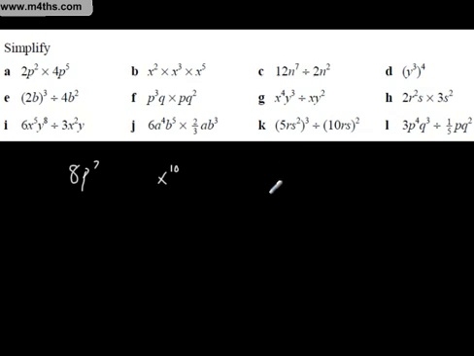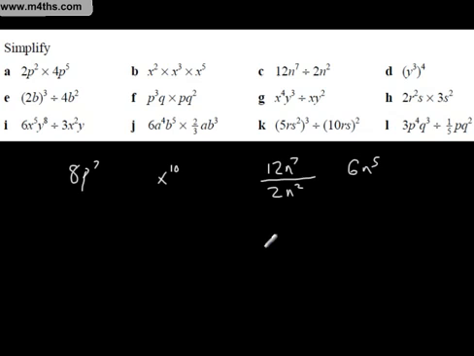Now this one, there are a couple of different ways of looking at it. We've got 12n to the 7th over 2n squared, and I like to do it like this. You know that 12 and the 2 will cancel to give us 6 in the numerator, and now we're simply subtracting the powers, so it would be 6n to the power of 5.